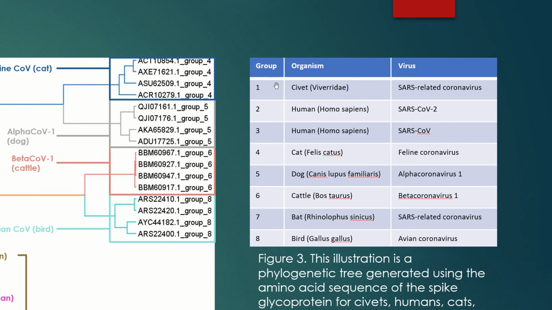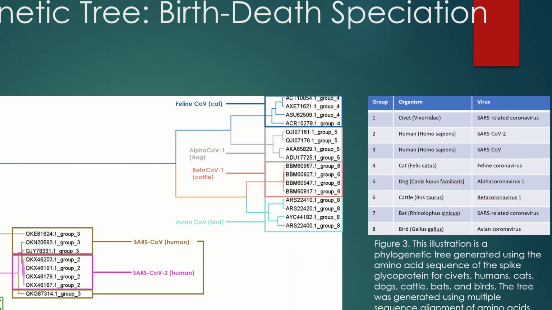So group 1 is SARS-related coronavirus in civets, and then we have SARS-CoV-2 in humans, SARS-CoV-1 in humans, feline coronavirus in cats, which we saw on the previous slide. We also saw civet on the previous slide. The canine coronavirus or alpha coronavirus 1 in dogs, beta coronavirus in cattle, and yeah, so there you go.